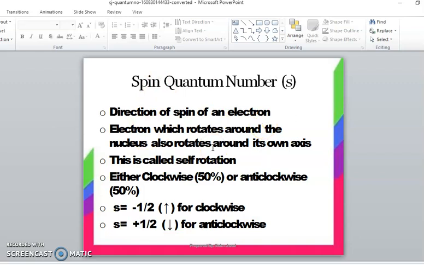An electron can have two types of spin, upspin and downspin, or clockwise and anti-clockwise. So this is equal to plus half for upspin, clockwise, which is given wrongly here, and equal to minus half for anti-clockwise. So that is the spin quantum number.